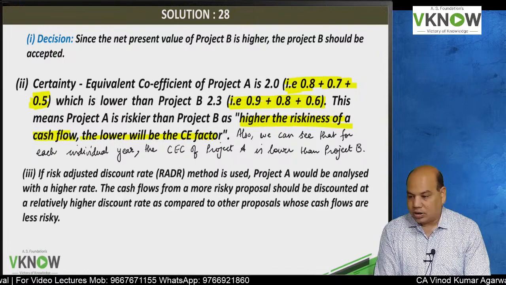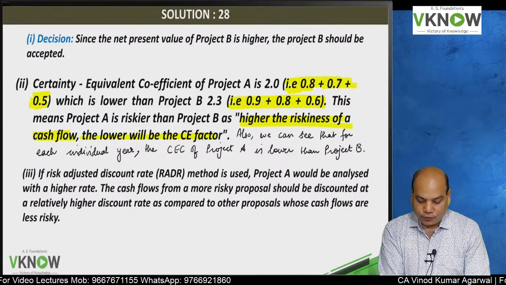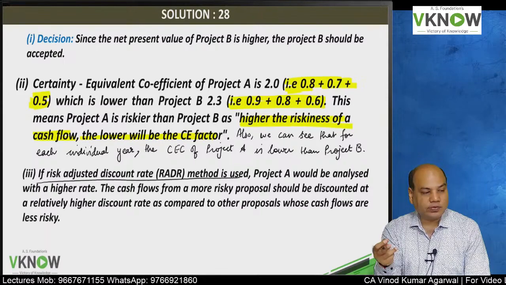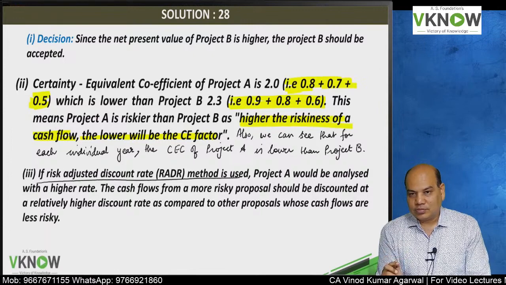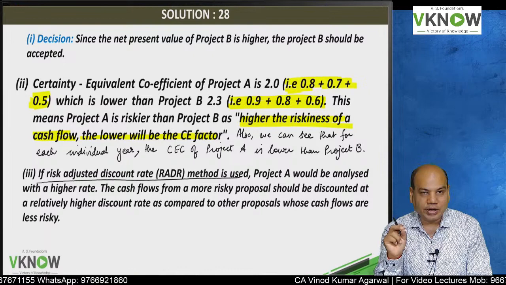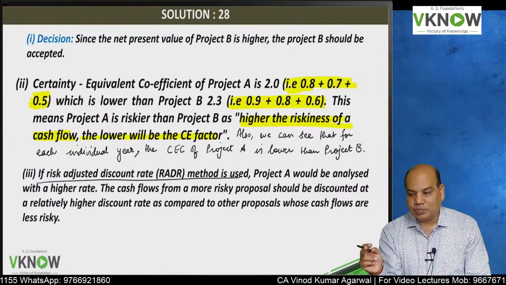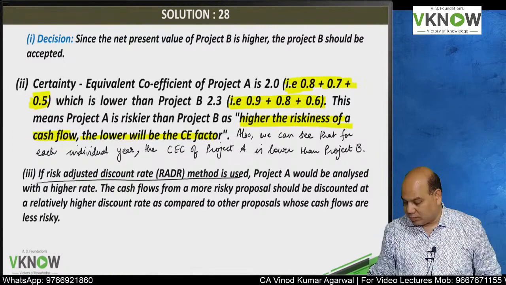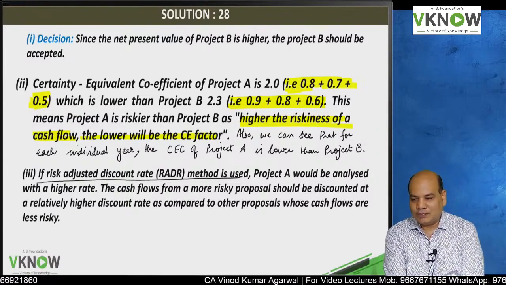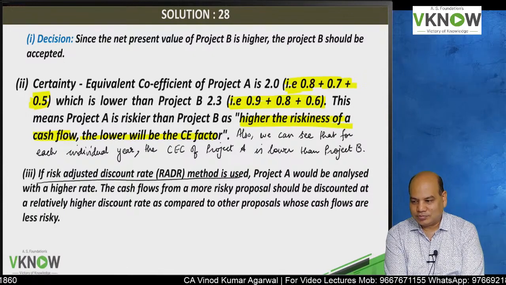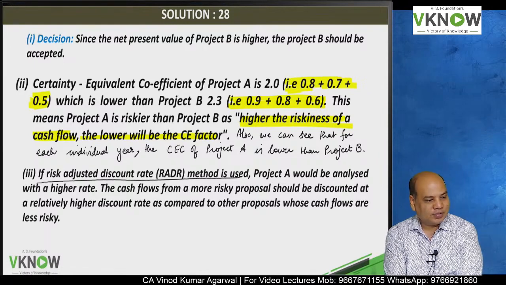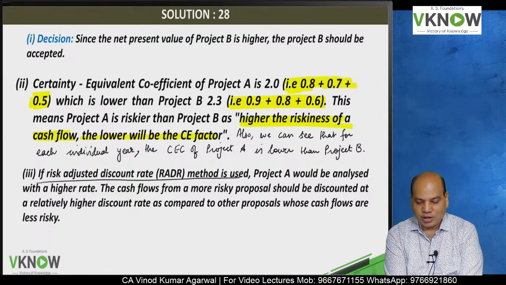The third answer is, if you were supposed to use RADR, which project will be analyzed at a higher rate? The answer is the same, because if you are saying A is riskier than B, then the discount rate for A will be higher than that of B. So write down point number 3: if RADR method is used, project A would be analyzed with a higher rate.